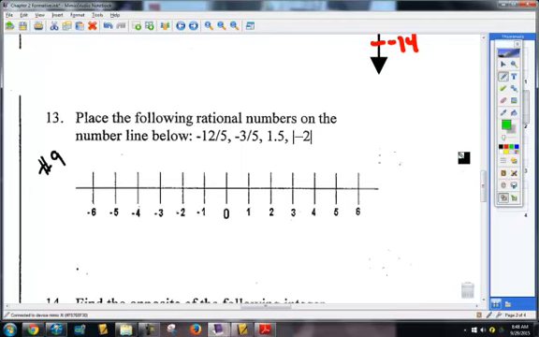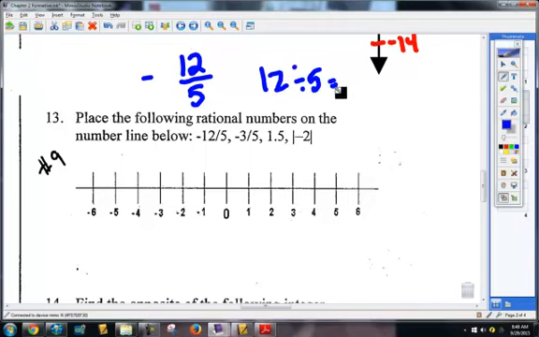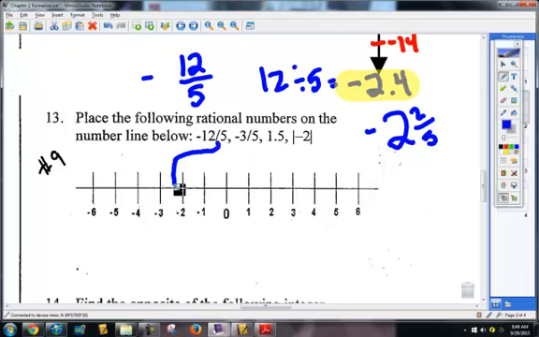Okay, place the following numbers. Now I'm just going to do this kind of with arrows. It doesn't have to be perfect, but you have to at least be close. -12/5. Now you could have done this a couple different ways. Number 1, all fractions are division problems, so you could have done 12 divided by 5 to see what decimal that would be. And I can tell you it's going to be -2.4. Or you could have converted it into a mixed number, which would have made it -2 and 2/5. Either way, it's pretty easy to see that that's going to go about right there.